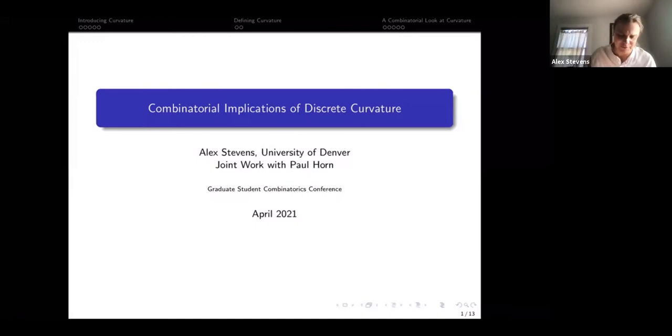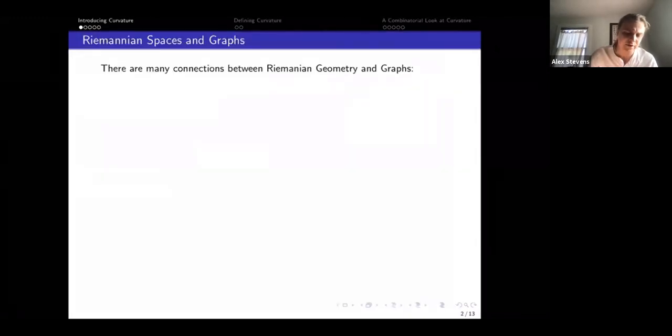So this talk is going to be on the combinatorial implications of discrete curvature. By the title, you can probably tell. The only thing you might want to be familiar with for this talk is graph theory. You don't really need anything else. If you've seen some spectral stuff from graph theory before, that's great, but as long as you know the definition of a graph, you should be fine.